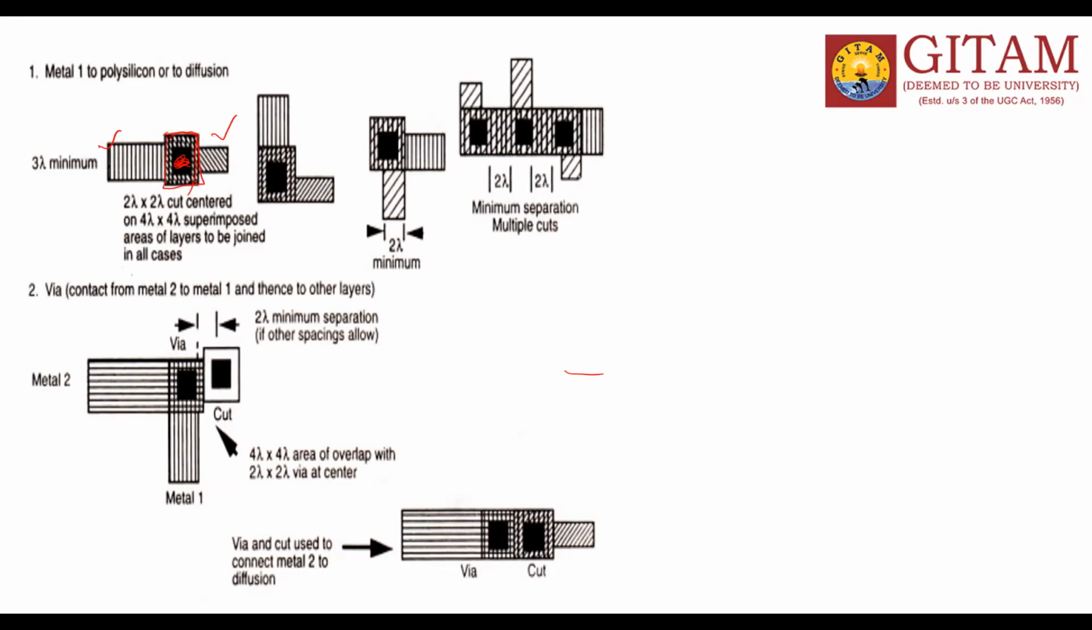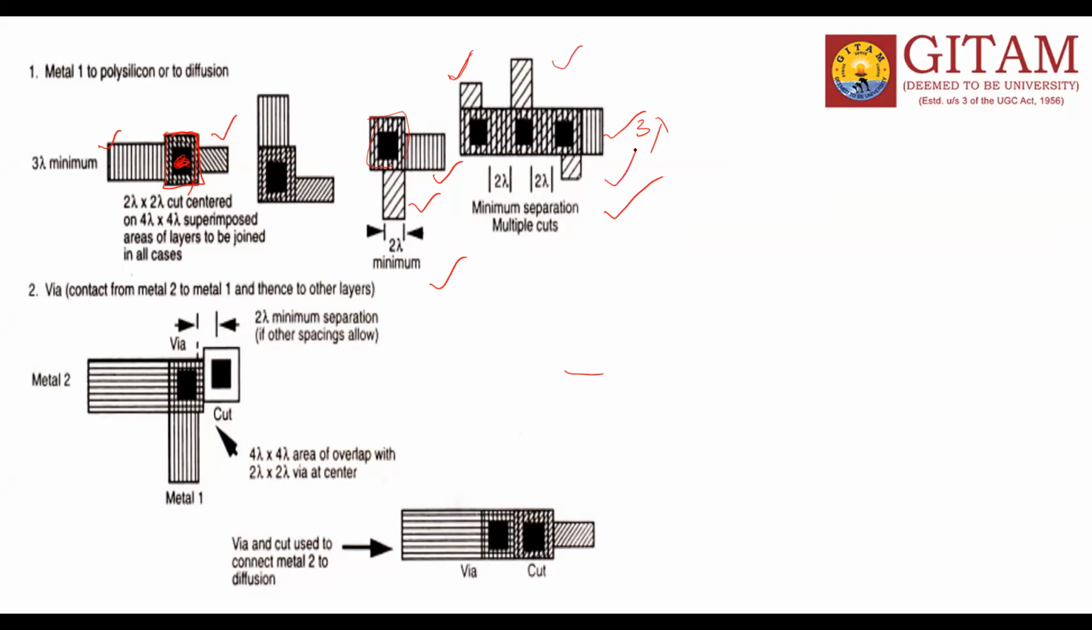If you take the second picture, this is again metal 1 and poly. If you want to join these two layers, again take a contact cut with 4 by 4 and the center at 2 by 2. This is one more: this is metal 1, with 3 lambda width, and this is the poly. This may be the P diffusion.